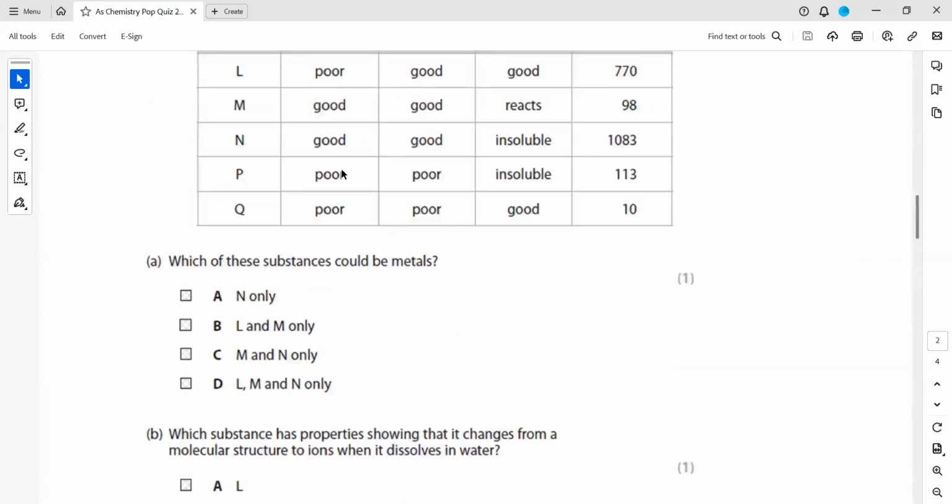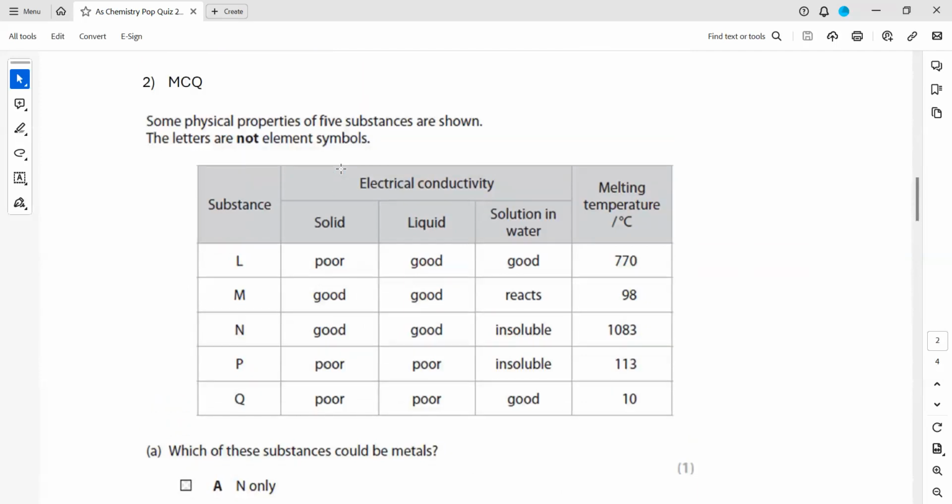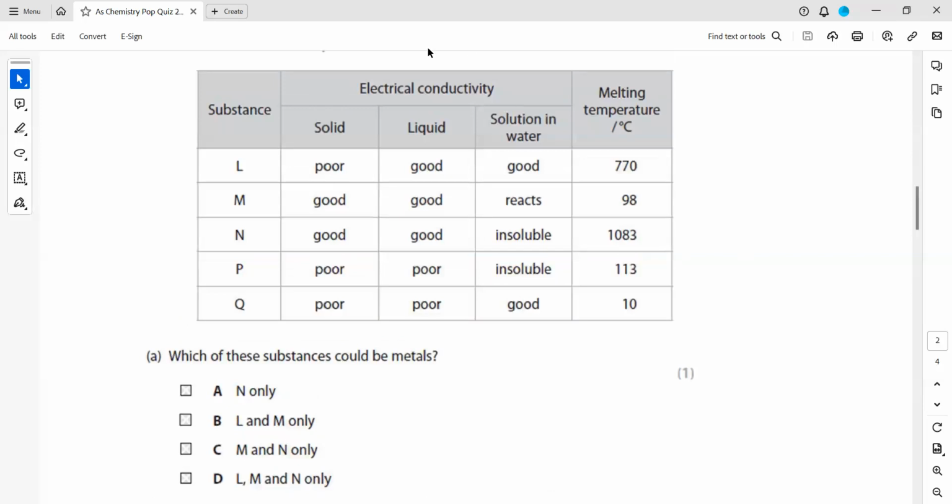The next is: some physical properties of 5 substances are shown. The letters are not the elements. Which of the substances could be a metal? If a substance is a metal, it should be a good conductor of electricity in both solid and liquid states, so it should be good. This one is there. Second one is also there.